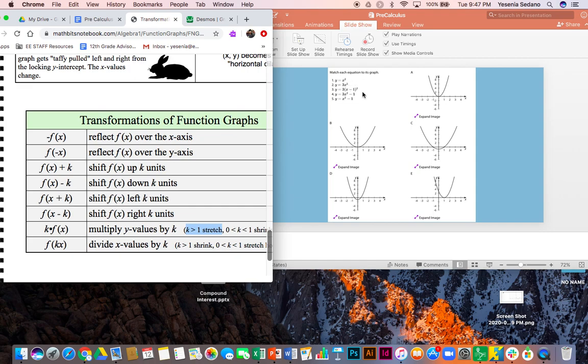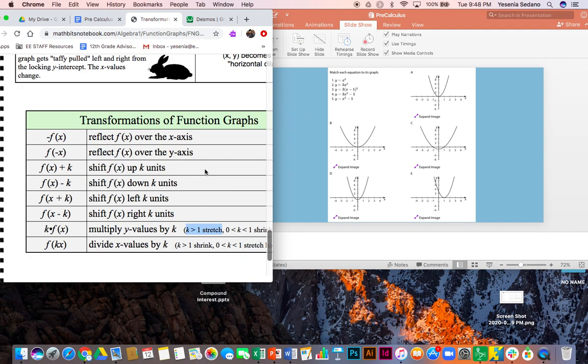Let's keep going. For number 3, we have a minus 1 inside the parentheses, and it's also a stretch by 3, so we have two things happening. I'm going to look for the one that's shifted 1 unit to the right. Remember, when it's a minus 1 inside the parentheses, it's actually shifting 1 unit to the right. The only one that does a sideways shift here is E. It's skinny, so it got multiplied by 3, and it got shifted 1 unit to the right. So number 3 gets matched with E.